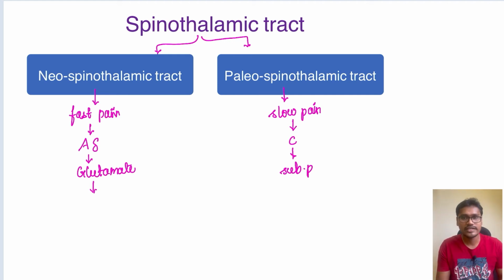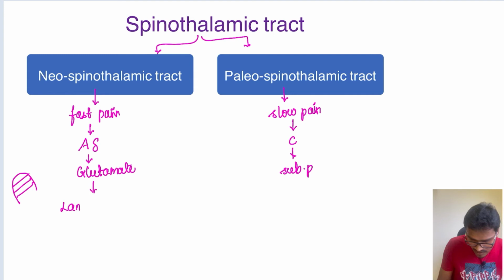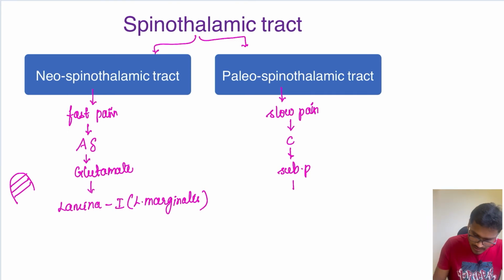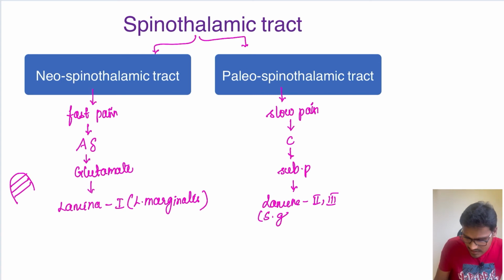When the nociceptors are stimulated, the signal goes to the spinal cord. In the spinal cord region, it goes to a specific lamina. The spinal cord is generally divided into various laminae, and the fast fibers go specifically to lamina 1, the first part of the lamina. It is also called lamina marginalis. Whereas in the paleo-spinothalamic tract, the fibers go to lamina 2 and 3. Lamina 2 and 3 together are called substantia gelatinosa.